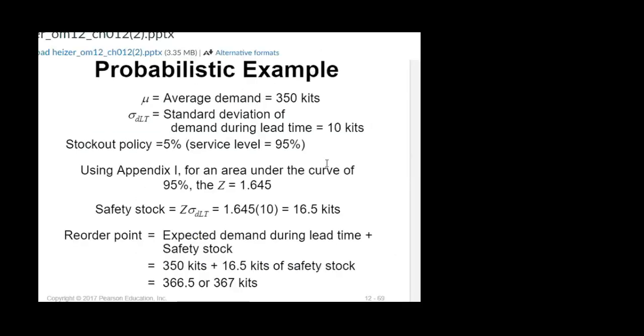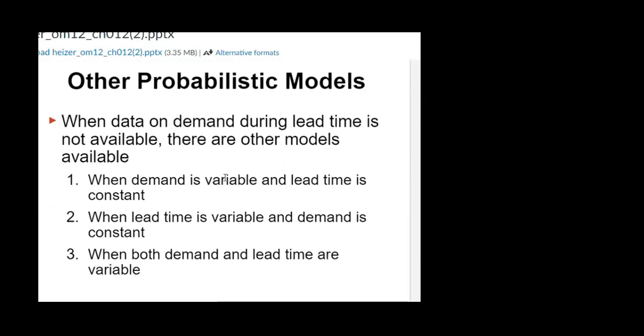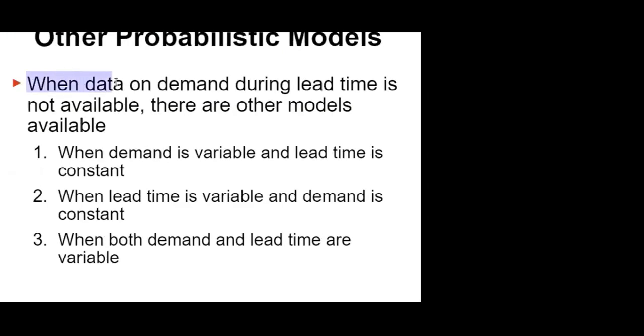All right, so the next topic: the next three formulas you will see are based on the very same concept. It's saying when data on demand during the lead time is not available, there are other models available. So when demand is variable and lead time is constant, whatever is variable, you have the standard deviation of it. Whatever is constant is not changing, so we don't need a standard deviation of it. As a result, if demand is variable and lead time is constant, we are going to have the standard deviation of demand and use approximately the same models to get ROP with the safety stock.